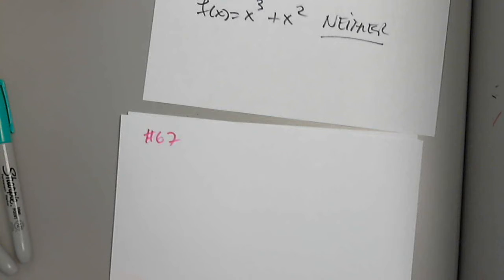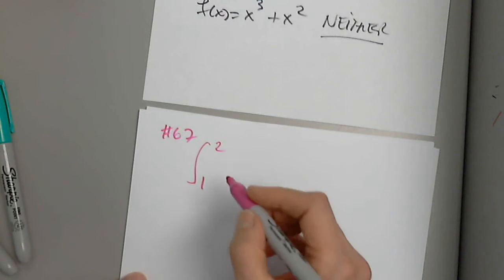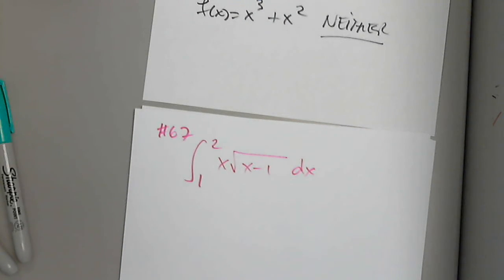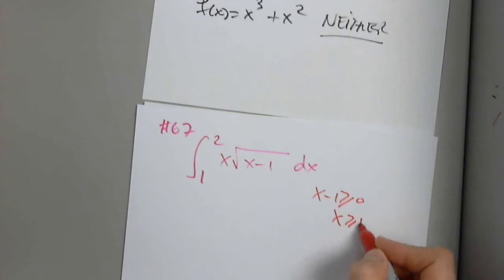In 67, we have the integral from 1 to 2 of x times the square root of x minus 1 dx. Is this function continuous on 1, 2? Yes, because the domain of this function is x minus 1 greater than or equal to 0, x greater than or equal to 1, and it's continuous everywhere. Good. From 1 to 2, I meant. Good. So then, any suggestions how to proceed?